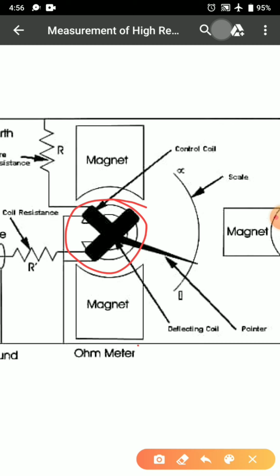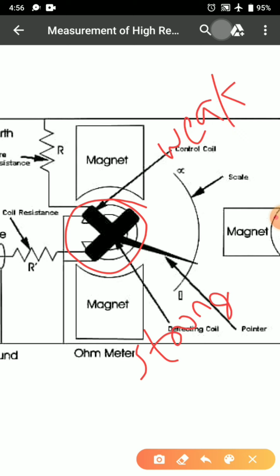Based on the above discussions, we can clearly make out that near the 0 end of the scale, the magnetic effect is strong, while near infinity it is weak. So it clearly means that the pointer can easily move towards the infinity end, but it cannot easily move towards the 0 end.